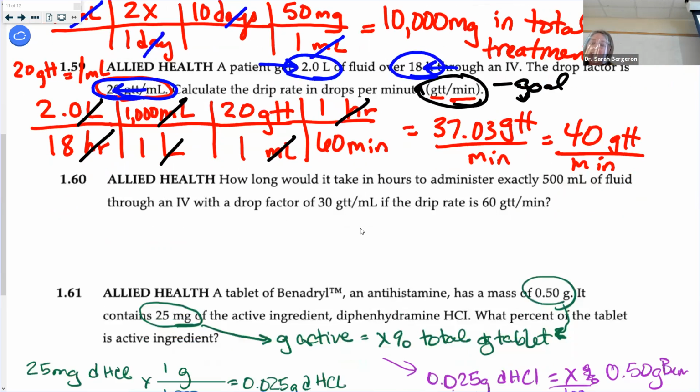Okay, how long would it take in hours to administer exactly 500 milliliters of fluid through an IV with a drop factor of 30 GTT per mil if the drip rate is 60 GTT per minute? Ooh. When do you go back and check on the patient? Right? How long is their IV supposed to go? So what do we want to start with?